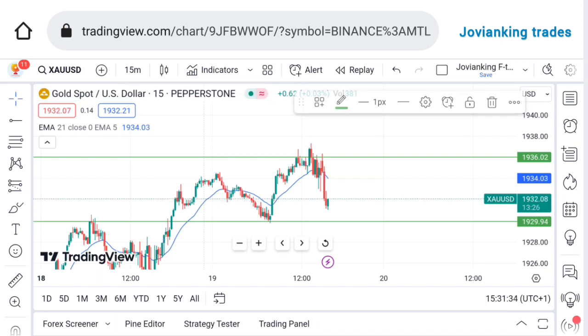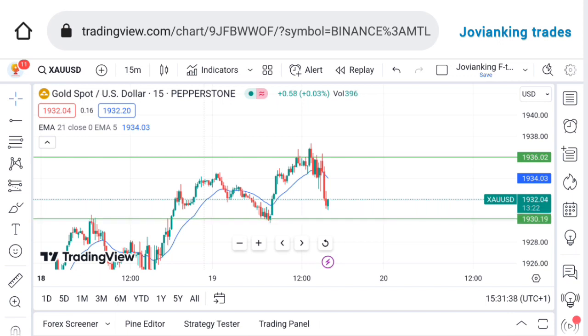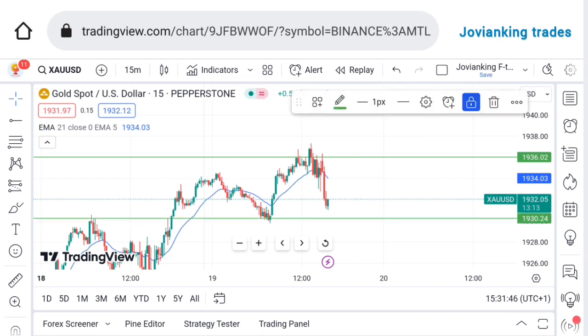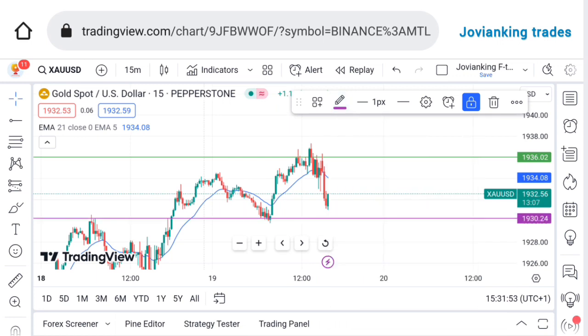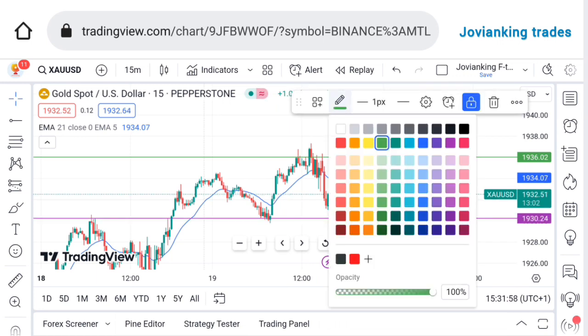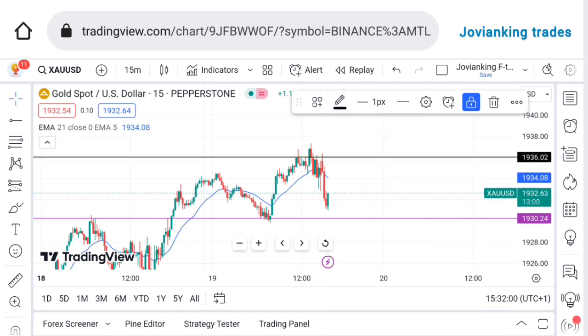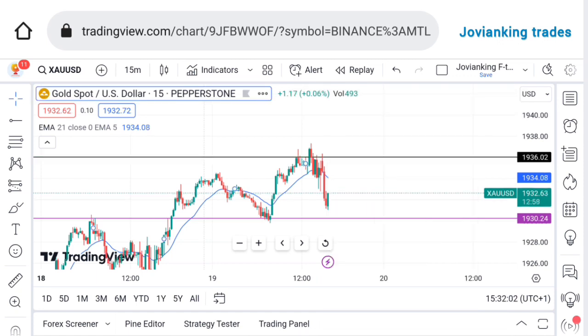Then we also adjust this one to touch the body of the candle very well. Yeah, it's not touching the bodies of the candle. Okay, we also lock that so it won't be moving. I have to change the color so we can differentiate between the two. Let me use purple for this one and then use black for this upper one. Okay, now it's clear.